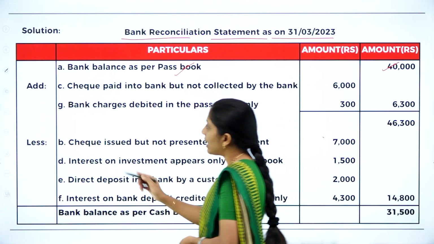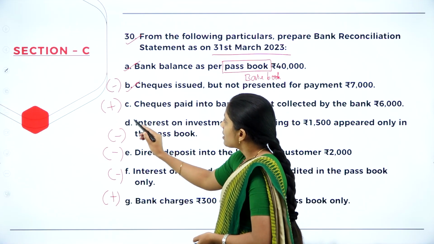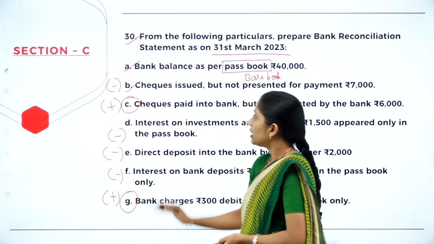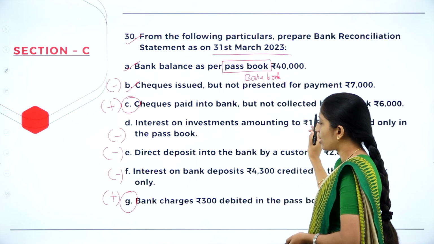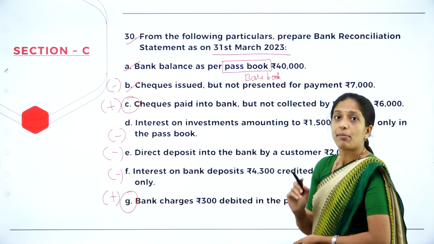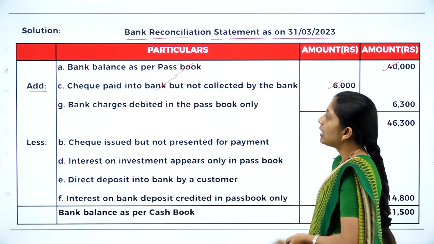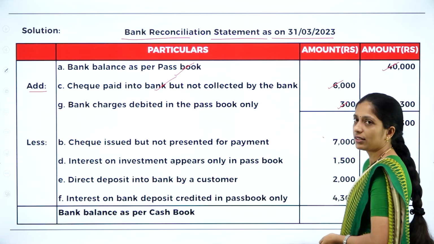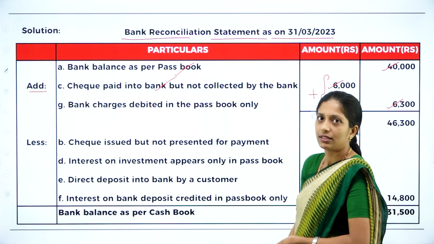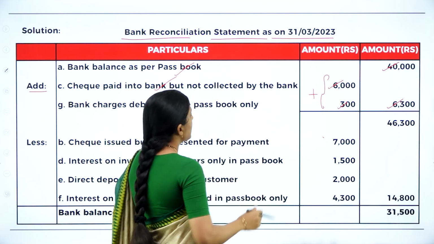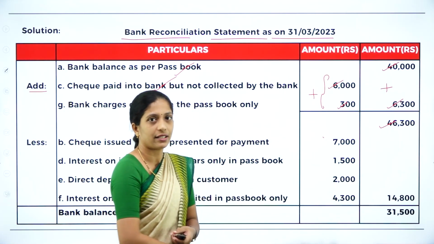Now you will write the transaction. So how to write the transaction? The transactions to be added. So here you will write add. So which are the transactions to be added here? That is C as well as G. You will write the sentence as it is and you will write the amount in the inner column. So check paid into bank but not collected by the bank 6,000. Bank charges debited in the passbook only 300. Now add these two and write in the outer column it is 6,300. Now bank balance as per passbook plus 6,300 it will be 46,300.